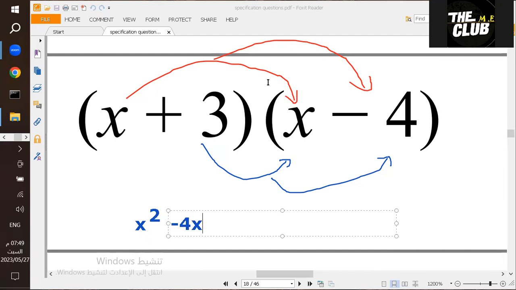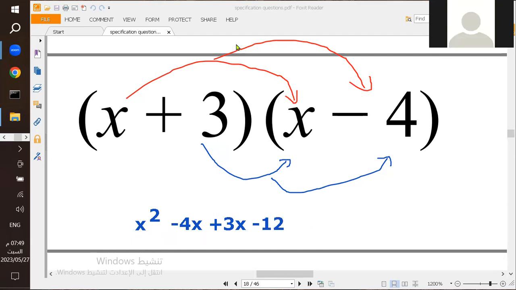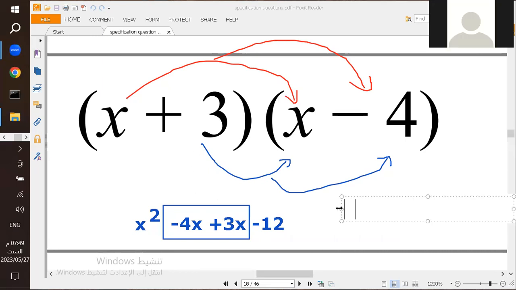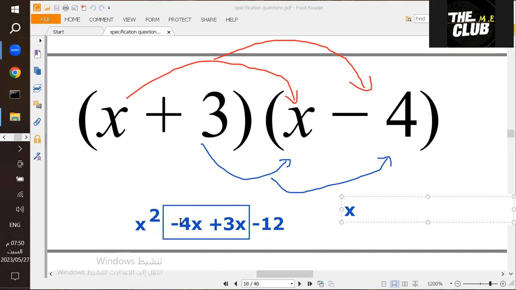And then this times this, this times this. So 3 times x to get plus 3x. And then 3 times negative 4 to get negative 12. Good. Now we look at the like terms. Like terms: negative 4 plus 3. So negative 4x plus 3x gives what? Negative 1x. Well, negative x. You can just do negative x.